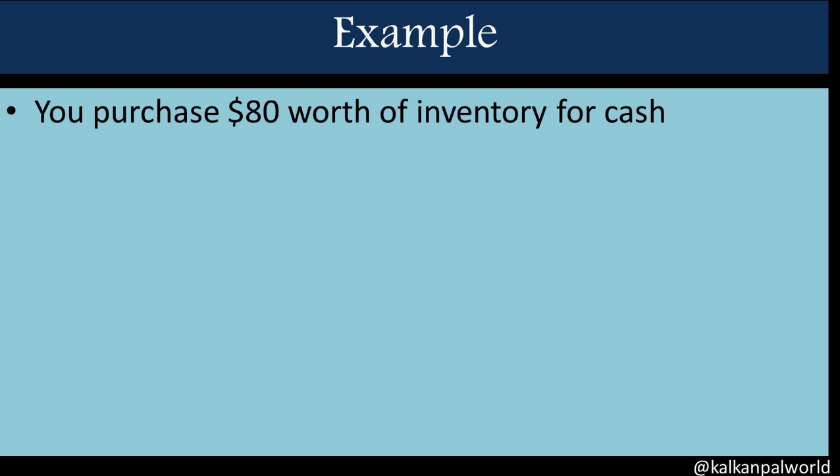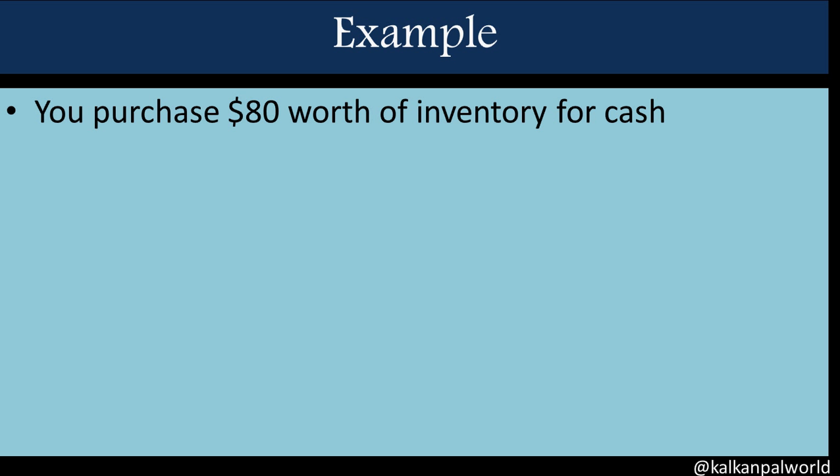We are buying inventory worth $80 by paying cash. So what will be the effect? The effect will be that we will get the inventory while our cash will go down. Inventory is an asset account and cash is also an asset account. So the inventory account will go up and the cash account will go down.